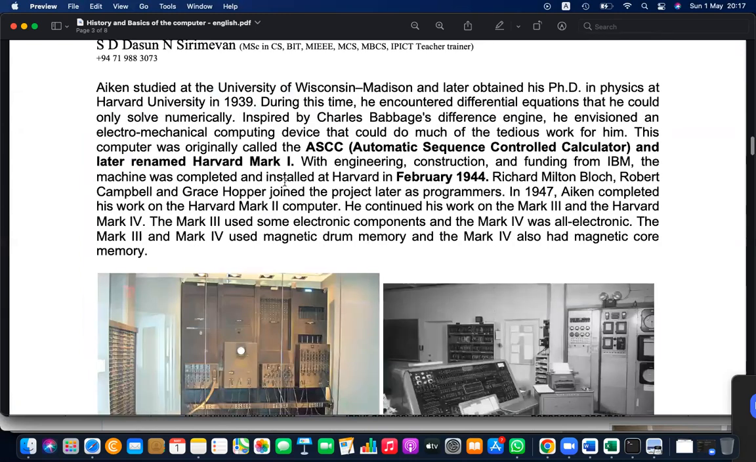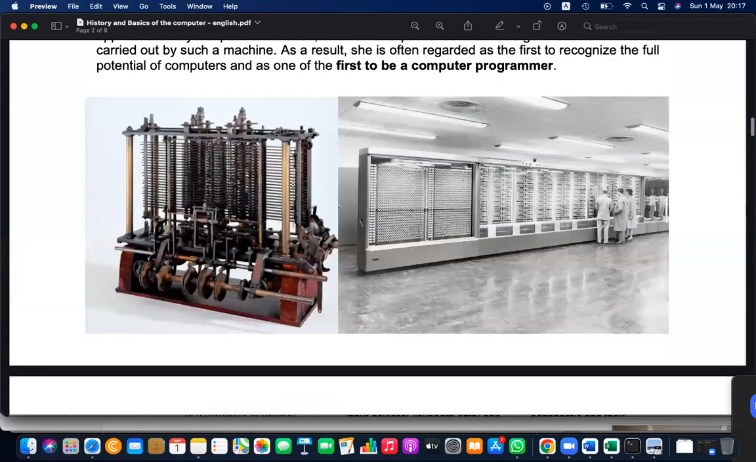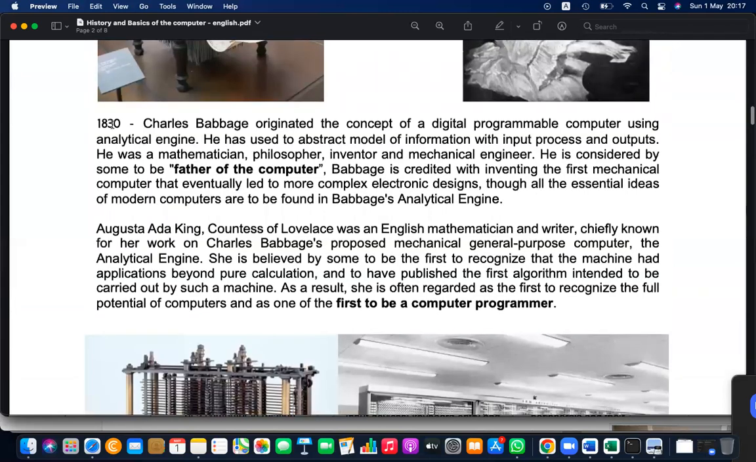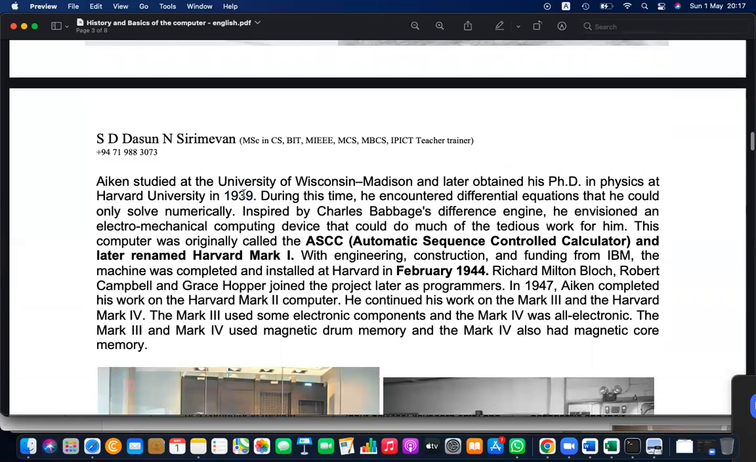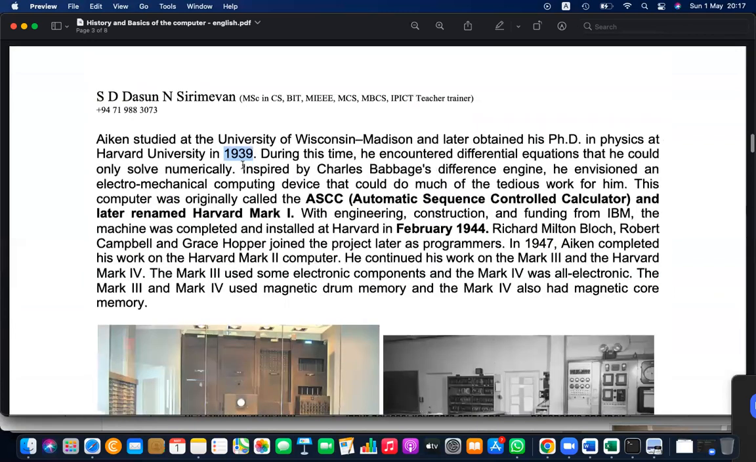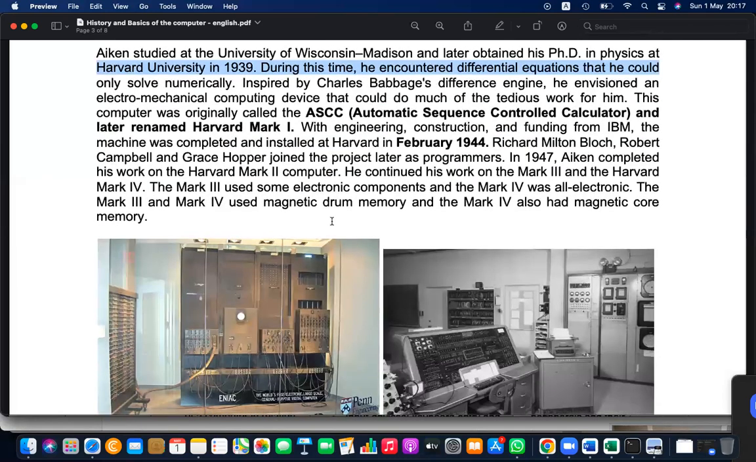Okay, then you can see Harvard Mark I. This was the computer, Harvard Mark I. This was invented in the 19th century. But remember, Babbage introduced his engine in the 18th century, 1830. After 100 years, his engine was used in Mark I. So think, a computer was built from Babbage's engine in the 1940s. Actually, this was considered as the dawn of computing.